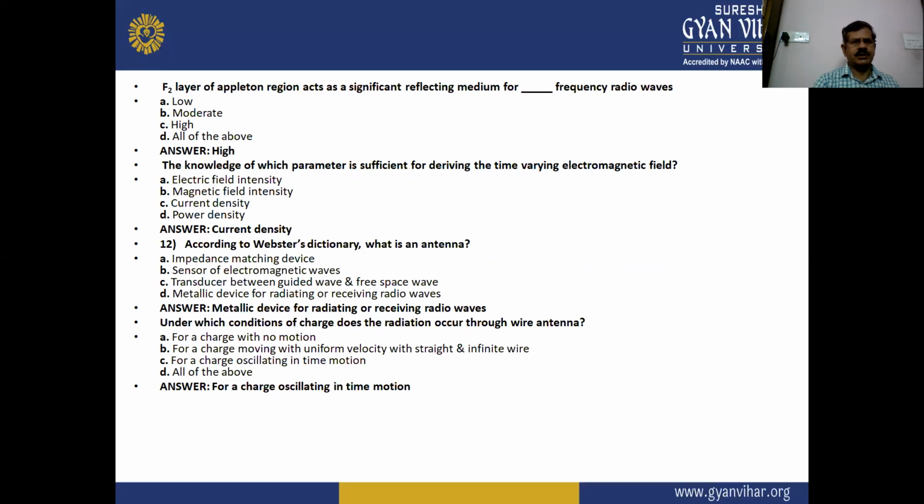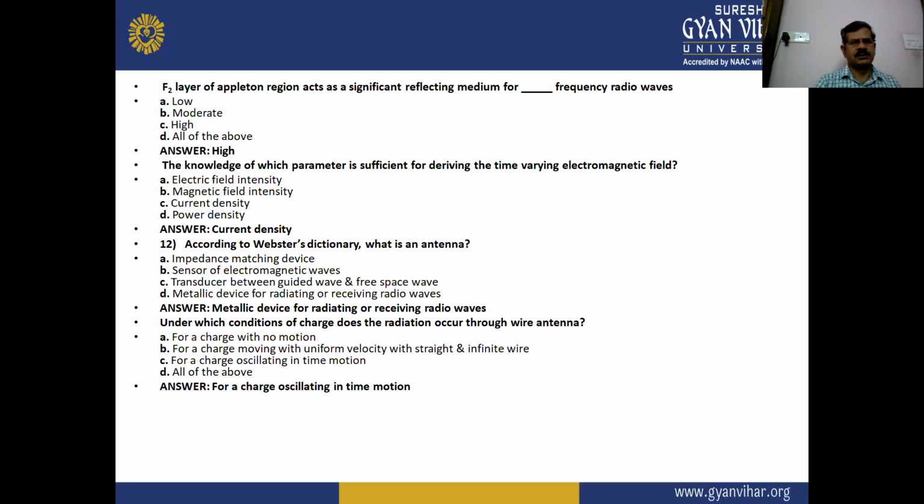In the next question, the two layers of the Appleton region act as a significant reflecting medium for what frequency radio waves? Option A, low. Option B, moderate. Option C, high. Option D, all of the above.